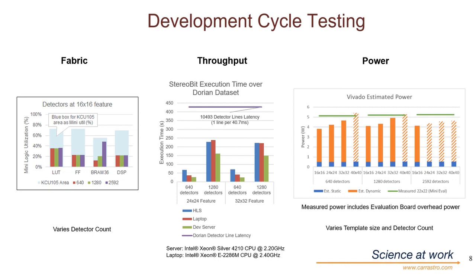However, keep in mind that these terrestrial computers are not radiation tolerant, are much larger in size, and consume much more power. Basically, it would be difficult to fly them on a CubeSat. Power is the third resource to verify. High-level synthesis provides an estimate of the power consumed when the application runs. This is shown for StereoBit on the right. We measure the actual power consumption by StereoBit, and it's about a watt larger than estimated in some cases. However, this includes some overhead from the evaluation board.